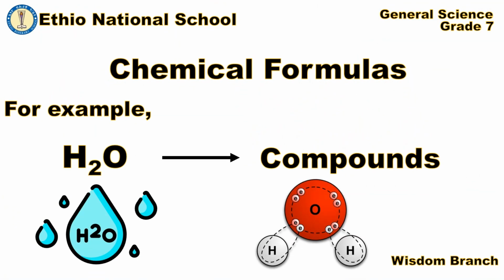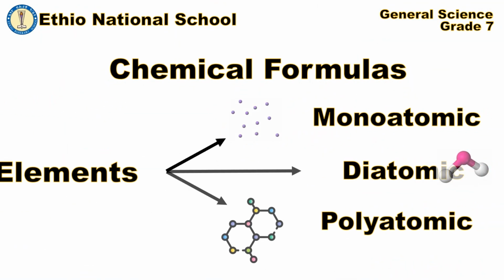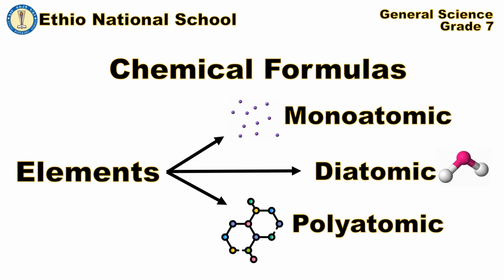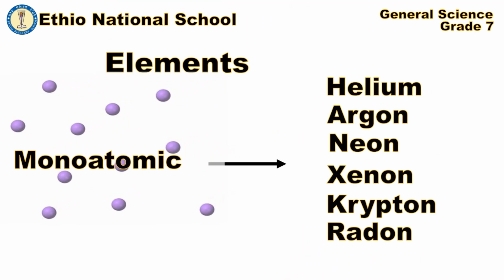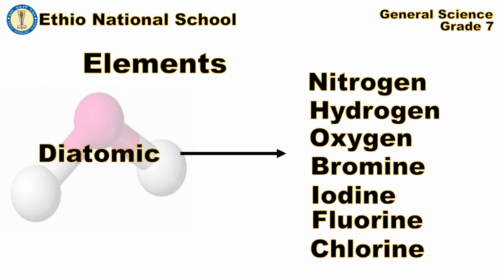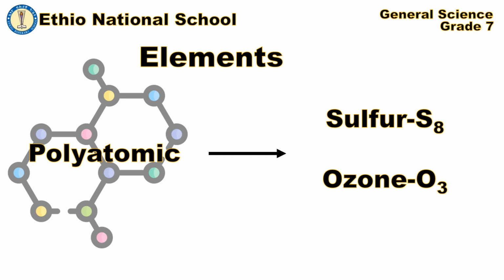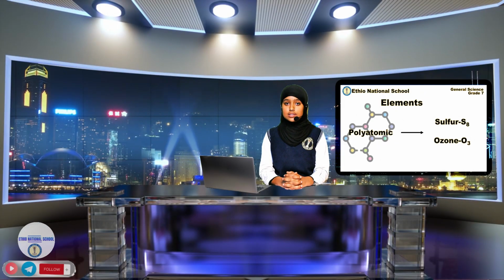For example, for compounds, we have H2O, and for elements, there are three types: monatomic, diatomic, and polyatomic. Monatomic are noble gases like helium, argon, neon, xenon, krypton, and radon. In diatomic, there are 7, like nitrogen, hydrogen, oxygen, bromine, iodine, fluorine, and chlorine. Polyatomic are like sulfur, which is written as S8, while ozone is O3.